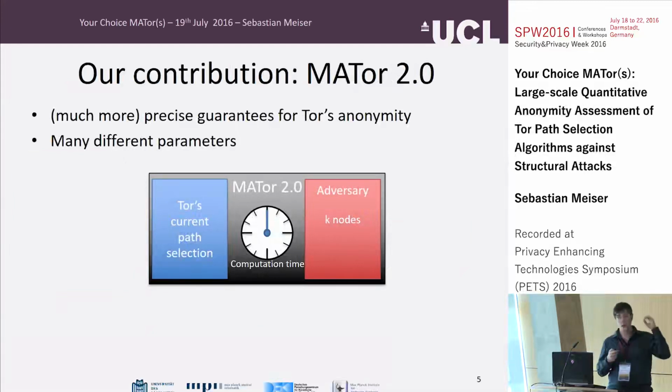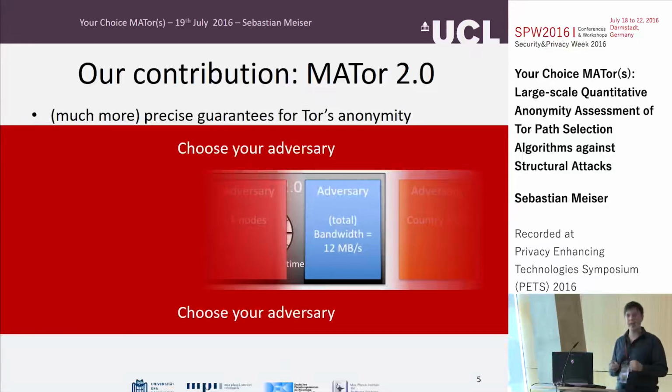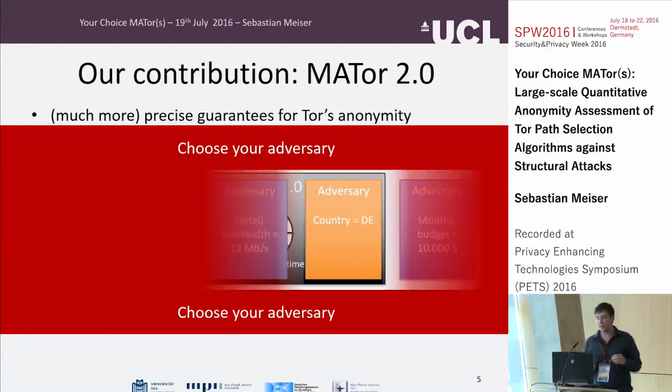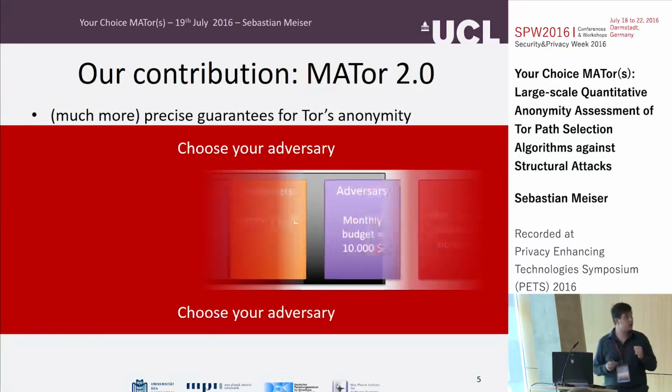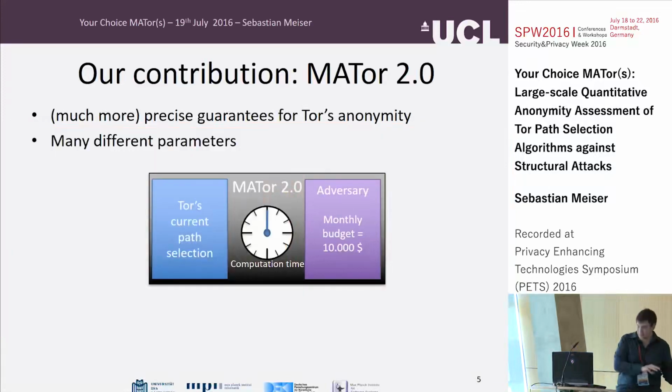And now if you want to have different adversaries, you can just say, okay, cool, let's choose an adversary with a total bandwidth. Let's choose an adversary that has all nodes in Germany. Let's choose an adversary that has, maybe the most controversial one, a monthly budget of some number to rent Tor servers, which would mean it, of course, compromises existing servers, but has to pay for their upkeep. Right? So we can try to measure the strength of this adversary as well.